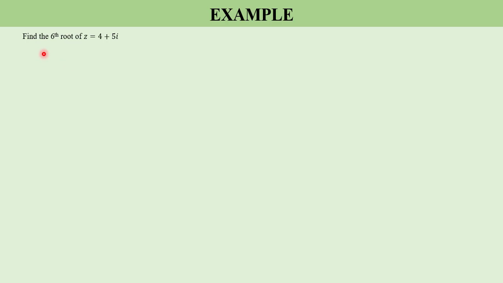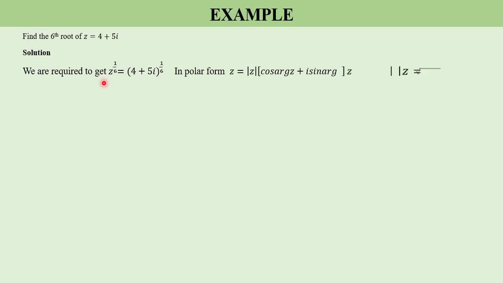Example 1: find the sixth root of z equals 4 plus 5i. So the task here is to first express this complex number in polar form. We are required to find the sixth root of 4 plus 5i, or z power 1 over 6 is equal to (4 plus 5i) power 1 over 6. So the easiest way of finding this is to write it in polar form.